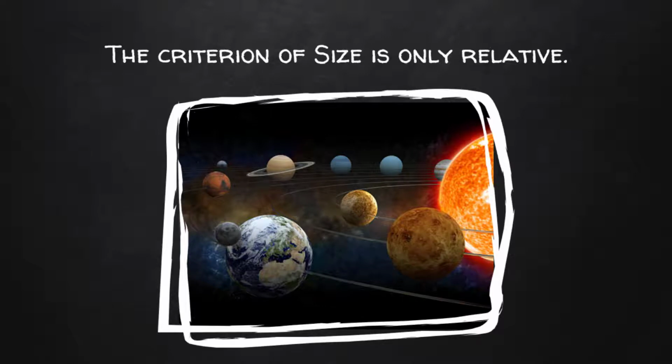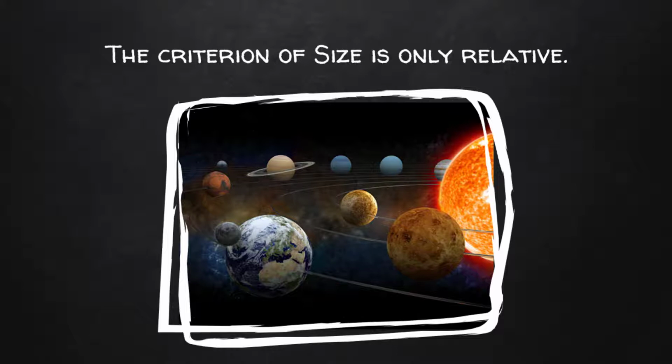If you are an observer on the surface of the earth, then you may say that this object, the earth, is something of an appreciable size. But what if you are an astronaut observing the solar system from afar? Then you may say that the earth is just a point or a particle in that case. The criterion of size is only relative because it depends on where the observer is.